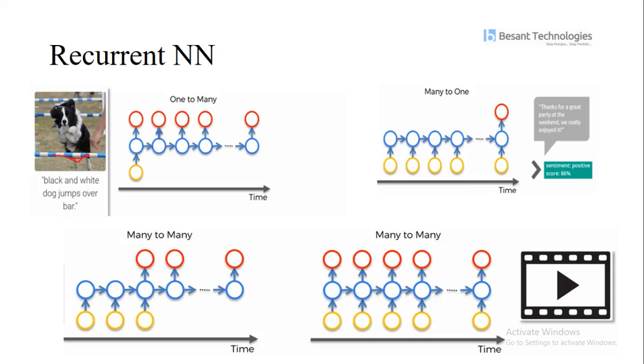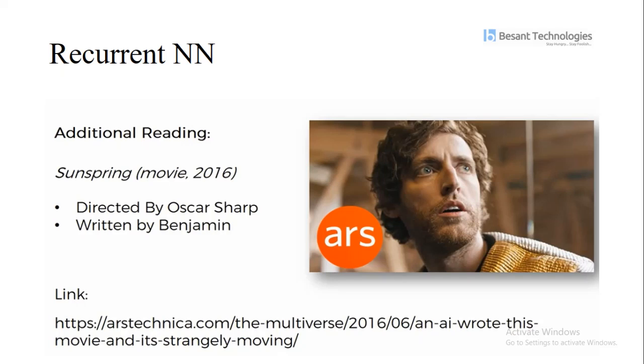So one to many is only one input, but you get multiple outputs. Many to one is multiple inputs, but only one output. Many to many, you get multiple inputs and multiple outputs. That's what many to many, many to one, and one to many are. So this is how you can make our recurrent network.